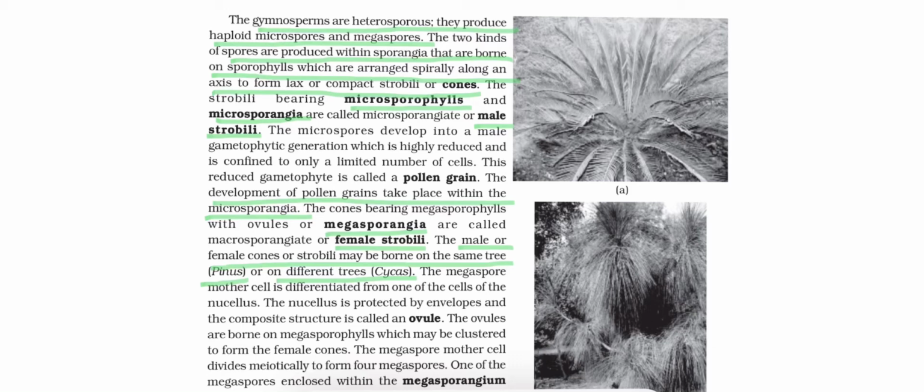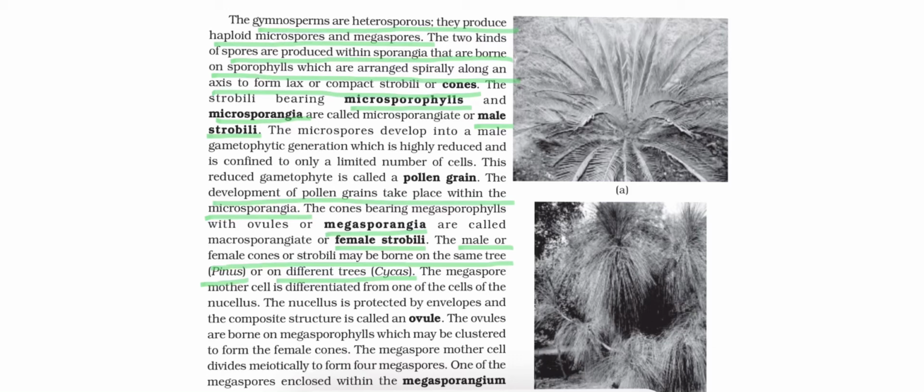So the male part, the microsporangia, will develop the pollen grain within the microsporangia. So we have seen how these structures are developed. Even the ovule will be developed within the megasporangia. So we can compare these two structures which are related to the male and female reproductive parts respectively.